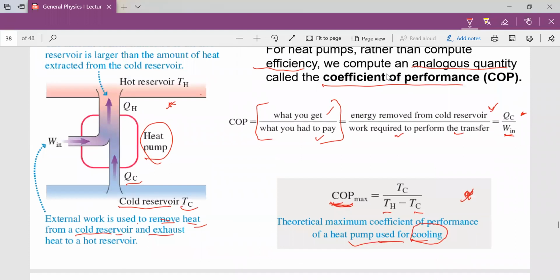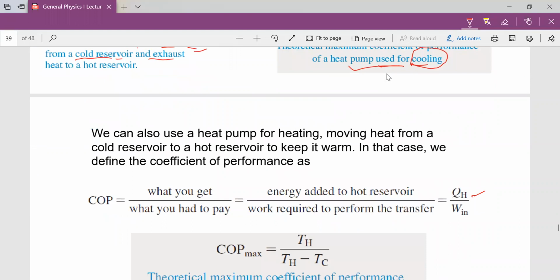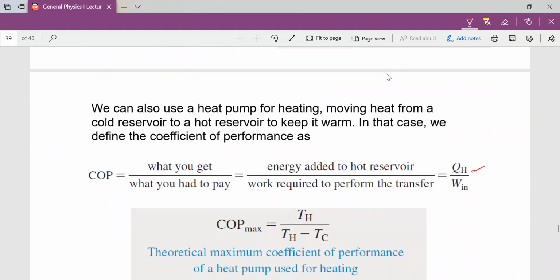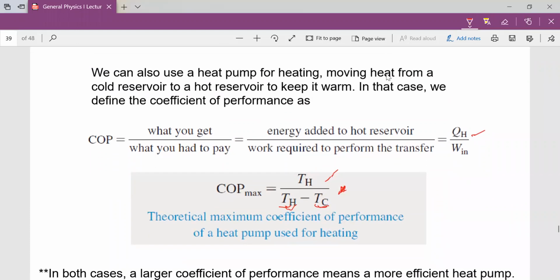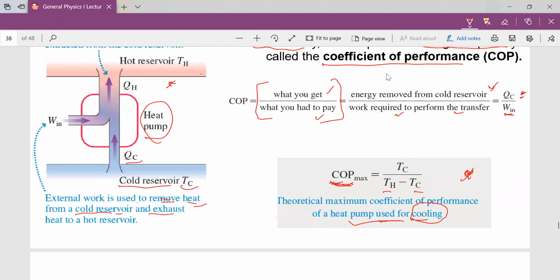You see, this is QC telling you it's cooling, and this is QH for when you're adding heat. And you see the theoretical expression also, with the temperature for the heat side over the heat side temperature minus the cool. So this is also the theoretical maximum coefficient for the heat pump when it is heating up. So we should keep this and this in mind.